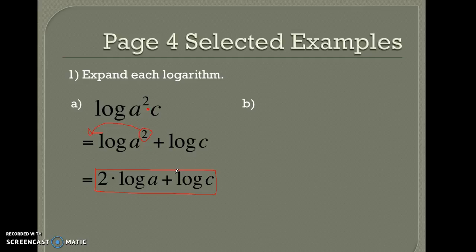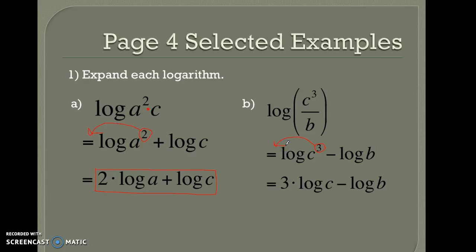Let's try one more of question 1, part B. We have log of c cubed divided by b. So we see here we have a quotient, so we want to use the quotient rule by separating the logs with a subtraction. So we have log of c cubed minus log of b. Now, since we have an exponent, we can have that exponent fall off the log. So this is equal to 3 times the log of c minus the log of b. So this is our final answer.